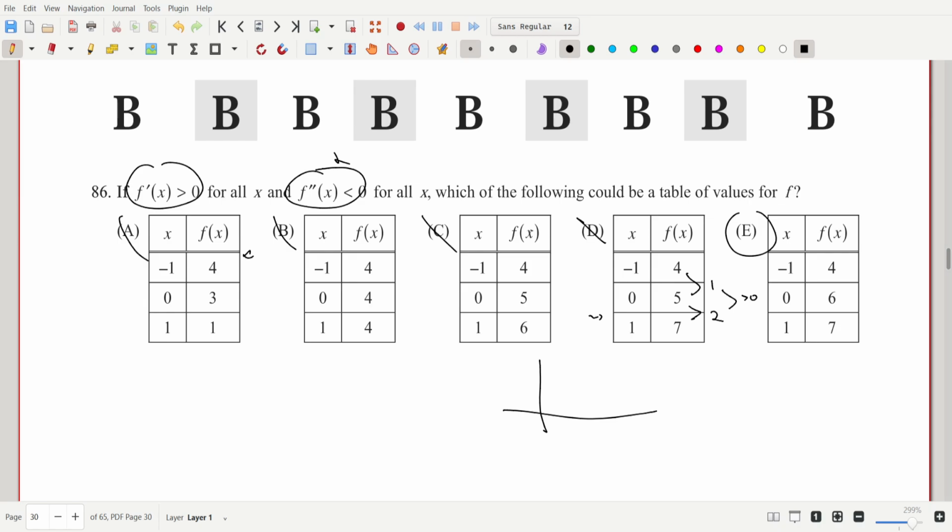Maybe you can just graph these. Like E kind of looks right. It goes 4, 6, 4, and then 6, and then 7, like that. That looks like a concave down function. The other ones are like this kind of. That looks like concave up.